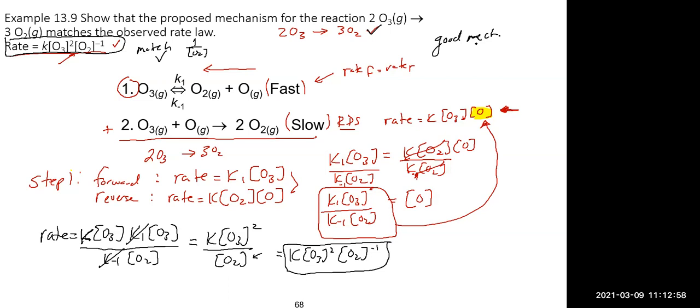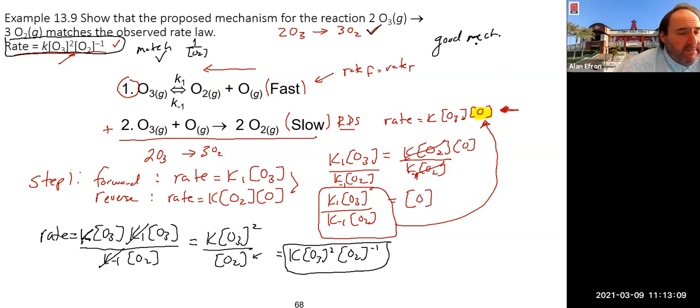Yeah. So in this example, there was a negative exponent in the rate law. Is that normally seen in other rate laws? It is possible for it to occur, as you can see here. It occurs because we end up with O3 squared divided by O2. So it is possible, actually.